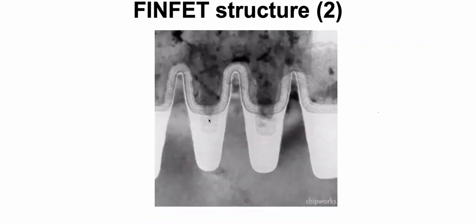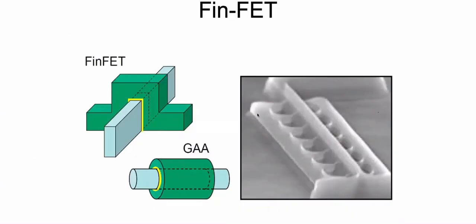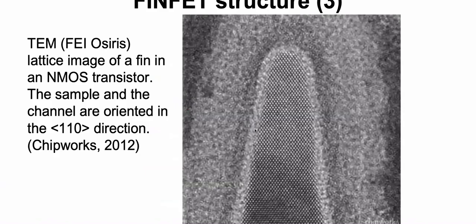If you look at this device, this is another picture of the FinFET structure. And if you go to very high resolution, you see the problem that I told you about. Let me switch color to white. This is the silicon. This is the oxide. And this is the gate.